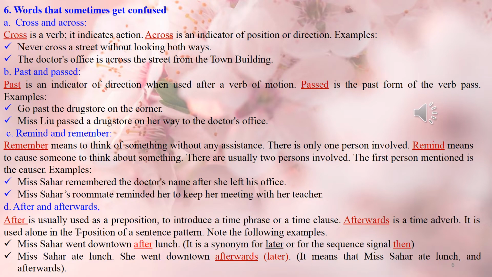D. After and afterwards. After is usually used as a preposition to introduce a time phrase or a time clause. Afterwards is a time adverb. It is used alone in the T position of a sentence pattern. Note the following examples. Miss Sahar went downtown after lunch. It is a synonym for later or for the sequence signal then. Miss Sahar ate lunch. She went downtown afterwards, later. It means that Miss Sahar ate lunch and afterwards.